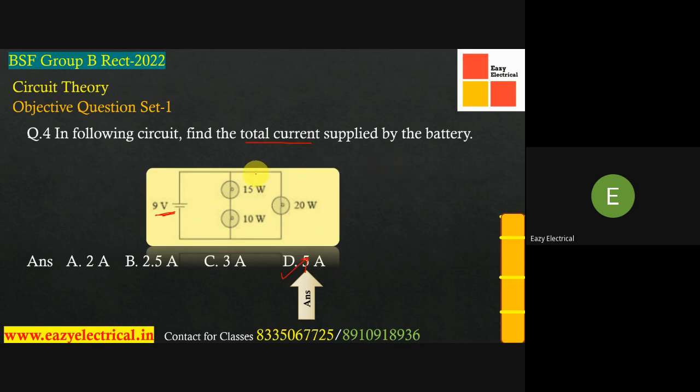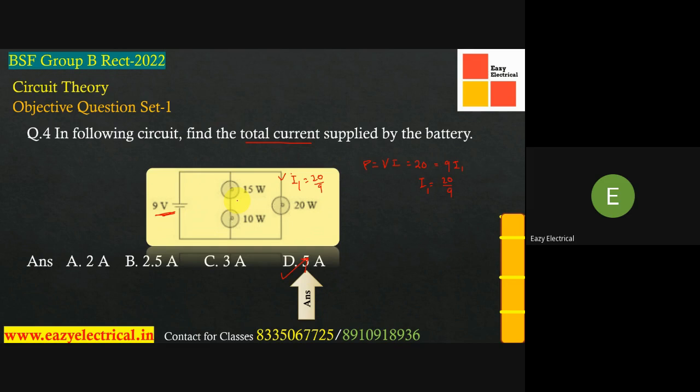You can very easily get the current through this branch. If you calculate power is equal to V into I, that means 20 is equal to V into I. V is 9, I will be 20 by 9. For this branch I1, suppose this is I1, that is 20 by 9 ampere you can get. Now what is this? We need to calculate.